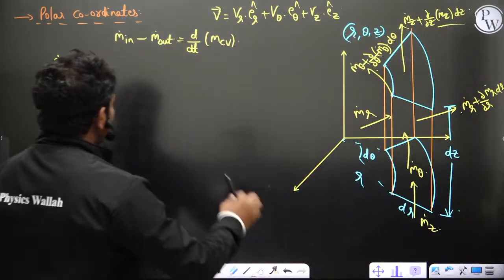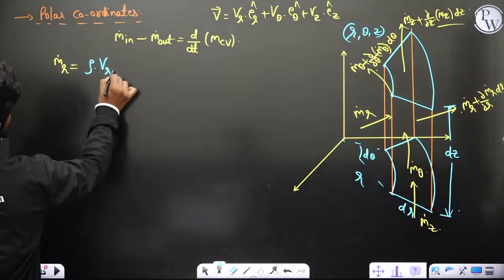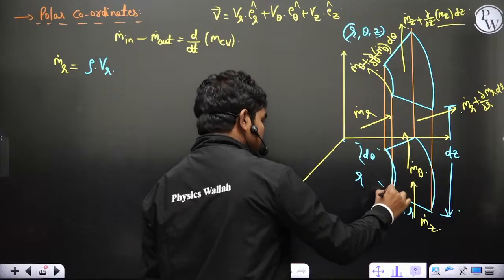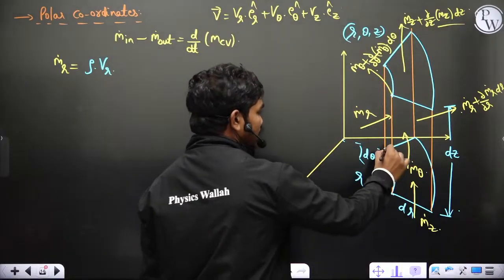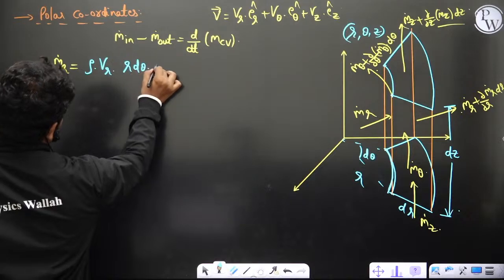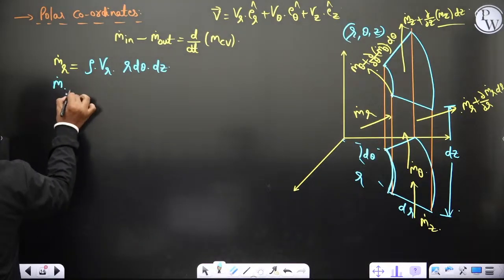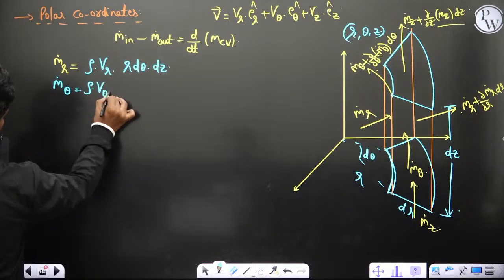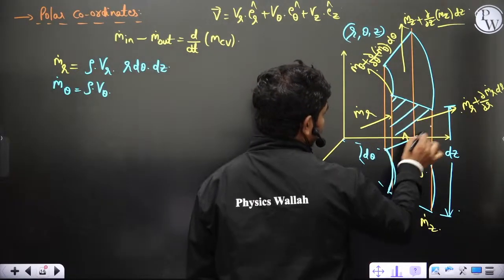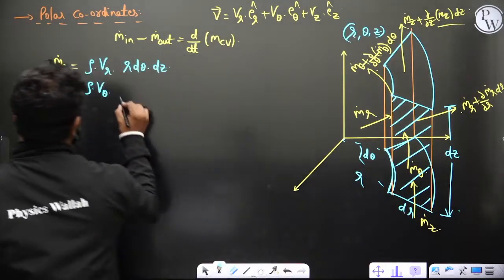Then you can write this m dot r as rho times vr into the area perpendicular to radial, multiplied with dz. This value is nothing but r d theta into dz. Similarly, m dot theta is rho v theta, and v theta is flowing parallel to this face. Then what is this face? It is dz into dr.